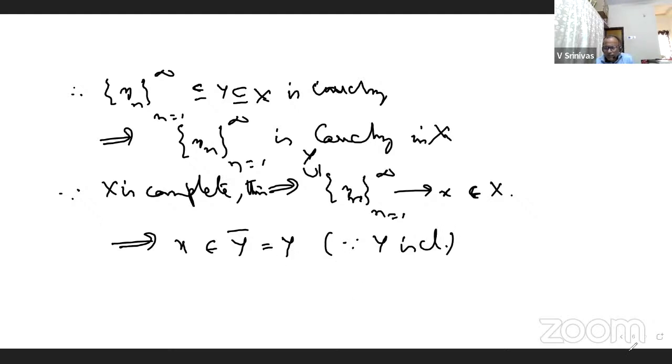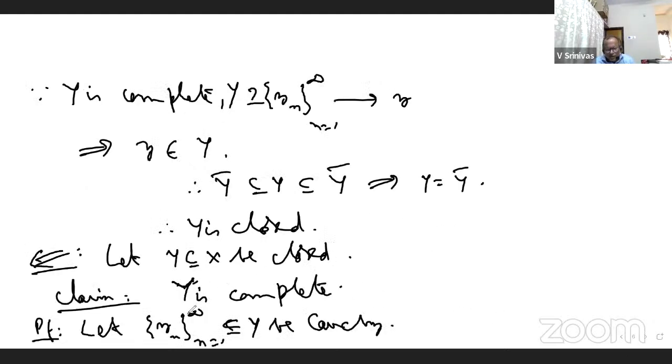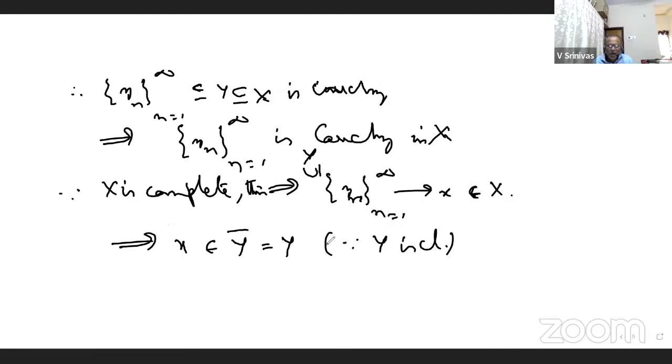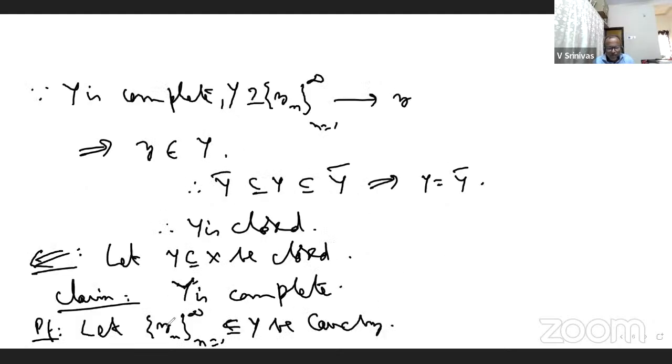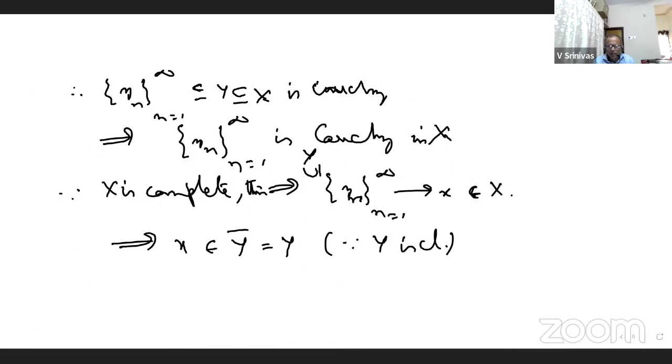So we took a Cauchy sequence in capital Y, and we have obtained that its limit, small x, is in capital Y. This means the Cauchy sequence converges in capital Y. We took a Cauchy sequence Yn's in capital Y, and we got the limit small x, which is in capital Y. Therefore, capital Y is complete.